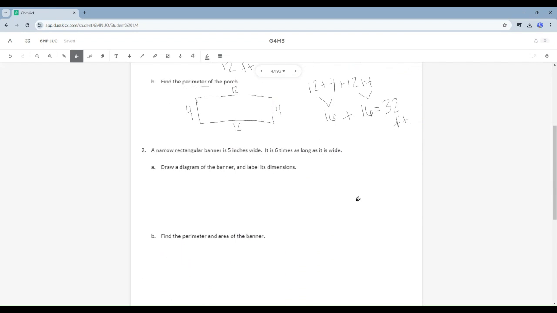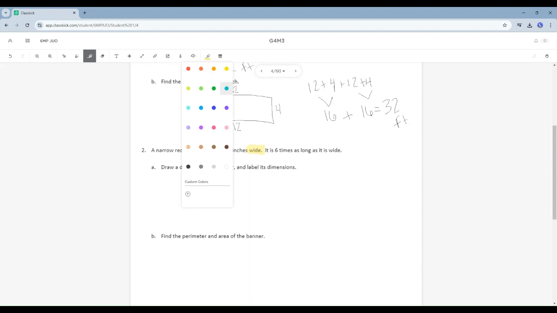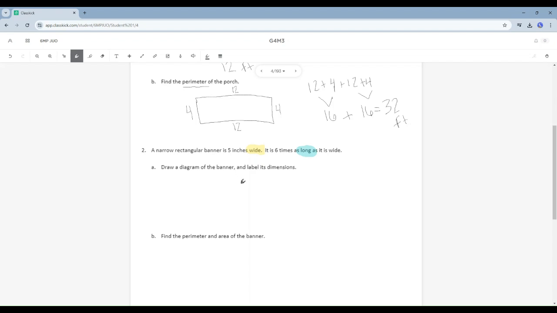Number 2 says a narrow rectangular banner is 5 inches wide. And again, wide, I should probably do that in yellow, keep things consistent. Wide means the width, and it is 6 times as long as it is wide. And when it says long, that has to do with the length. So draw a diagram of the banner and label its dimensions. A narrow rectangular banner is 5 inches wide. So the width is 5 inches. And it is 6 times as long as it is wide.